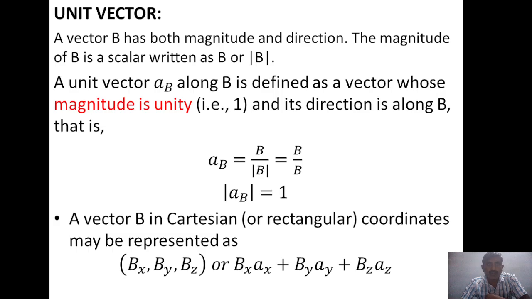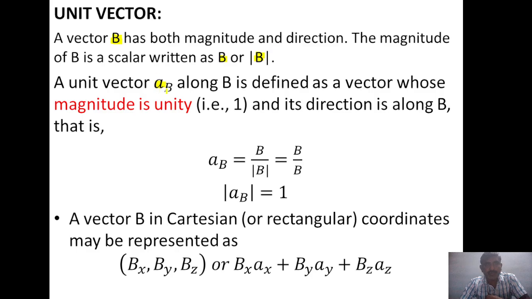Another important thing: the unit vector. Suppose b is a vector, so it is a vector quantity, defined by both magnitude as well as direction. The vector magnitude we can write simply as b or magnitude of b. The symbol for magnitude is like this, we have to draw. So magnitude of b. For the unit vector, we normally use the symbol a. A with suffix b means the vector b's unit vector.